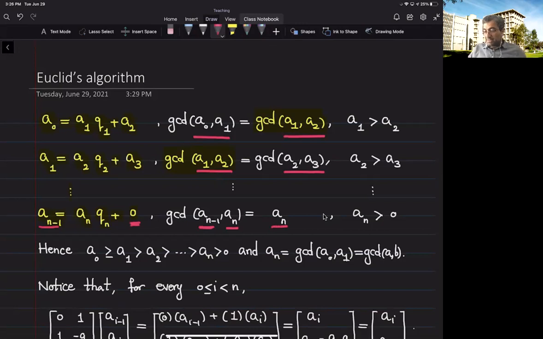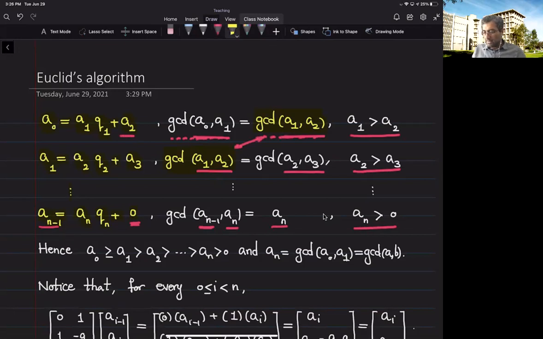And through this process, each time I'm reducing the size of my integer. A sub 1 is strictly more than A sub 2 because A sub 2 is the remainder of this division. A sub 2 is strictly more than A sub 3, and A sub n was positive till we reach 0. So through this process, you see that GCD of this pair is the same as GCD of the next one. These are the same. GCD stays the same.